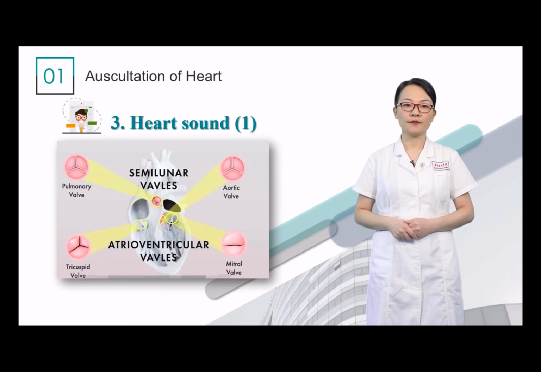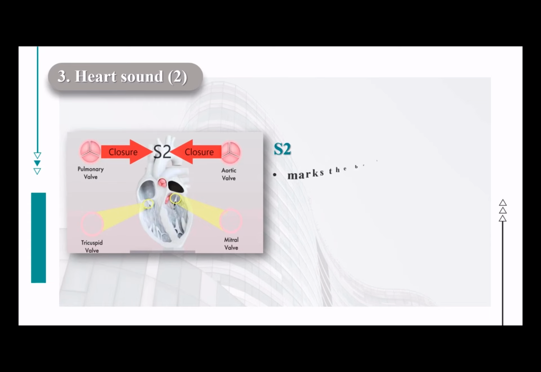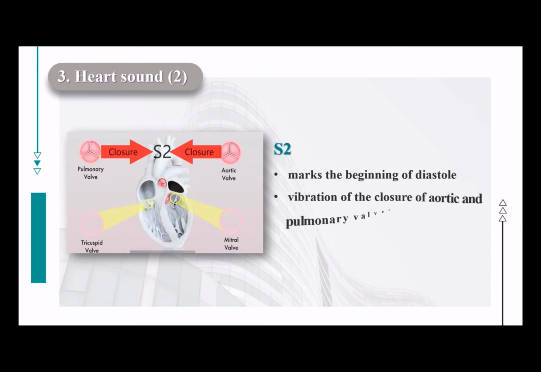The normal S2 is mainly produced by the vibration generated by the closure of the aortic and pulmonary valves, which marks the beginning of the diastole. The S2 is heard best at the bottom of the heart.